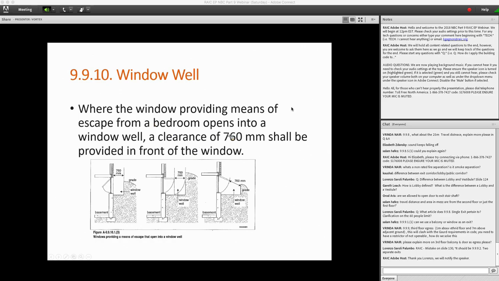Okay. Now, where the window providing the means of escape from the bedroom opens into a window well, typically for basement areas, a clearance of 760 millimeters is required to be provided in front of the window. Okay, and that is an illustration over here. So you have the window, this is your window wall, and then you have a clearance of 760 millimeters to facilitate egress from the bedroom once an occupant uses the window as a means of escape.